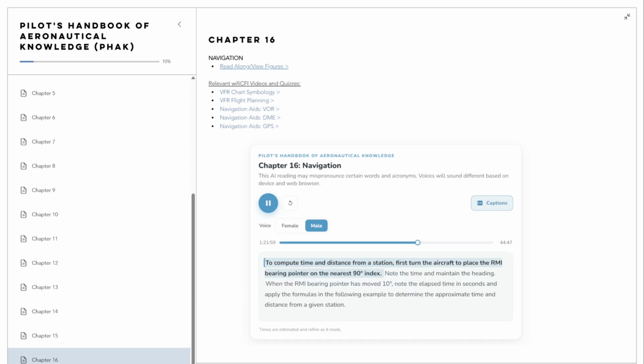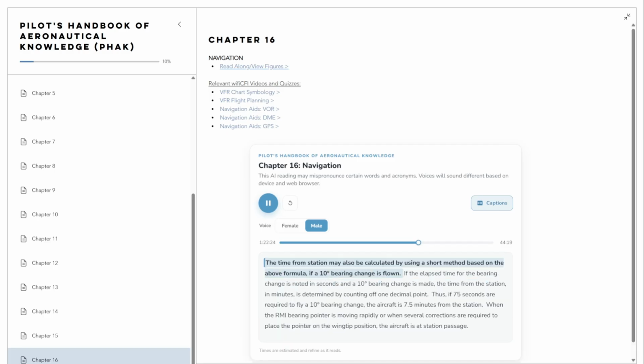To compute time and distance from a station, first turn the aircraft to place the RMI bearing pointer on the nearest 90 degrees index. Note the time and maintain the heading. When the RMI bearing pointer has moved 10 degrees, note the elapsed time in seconds and apply the formulas in the following example to determine the approximate time and distance from a given station.